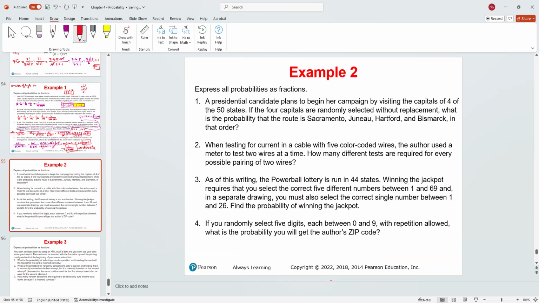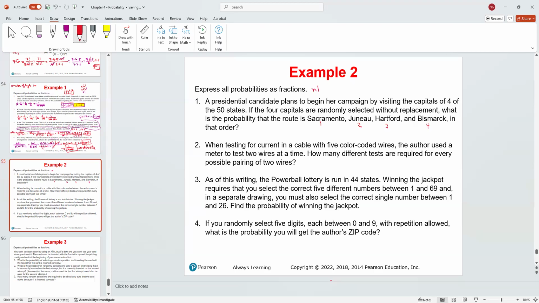A presidential candidate plans to begin her campaign by visiting the capitals of 4 out of 50 states. If the four capitals are randomly selected without replacement, you hear that? Without replacement. That means what again? Permutation. What is the probability that the route is Sacramento first, Juneau second, Hartford third, and Bismarck fourth? So it is in order.